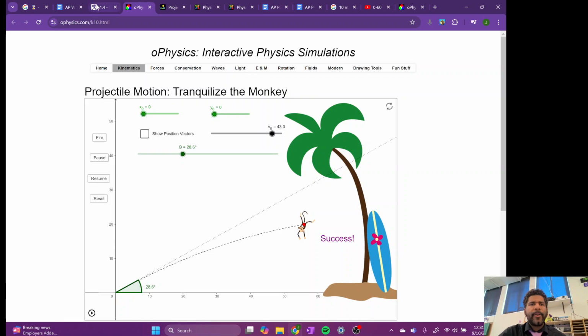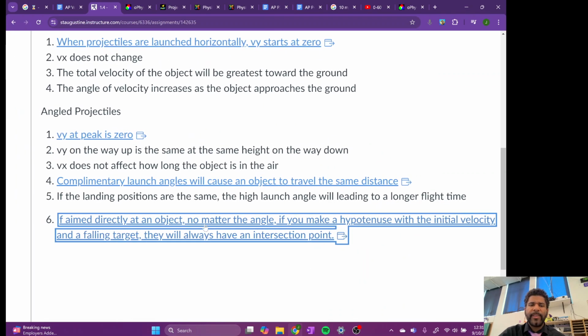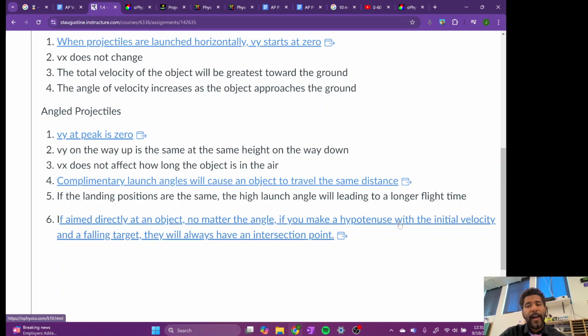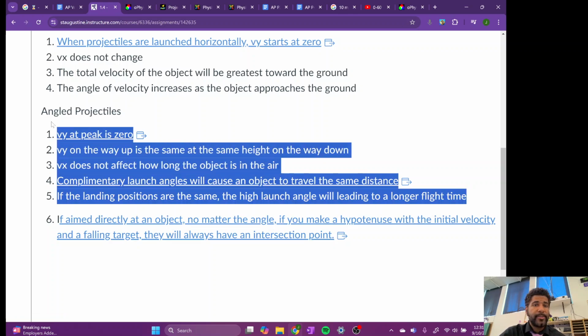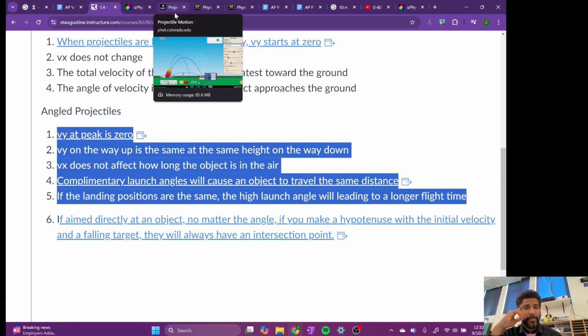So those are the rules that we need to know. You don't really need to know this last rule. That was a bonus, but these 5 are definitely very important for you to understand and internalize when it comes to these different types of problems.